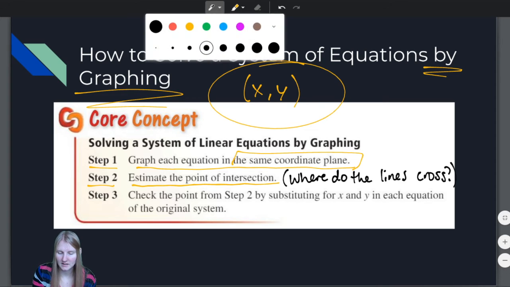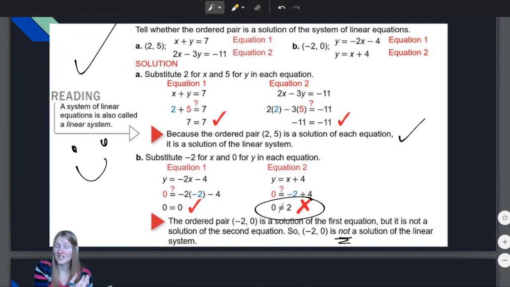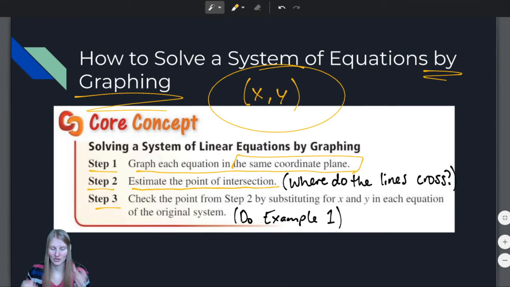All right. And step 3, check the point from step 2 by substituting for x and y in each equation. So what that means is, like in example 1, what we just did, we checked: was this a solution or not? We want to do that as our step 3. We want to make sure that we found the right point where the lines crossed. So those are your 3 steps. 1, graph the lines. 2, where do the lines cross? 3, make sure that you are right.